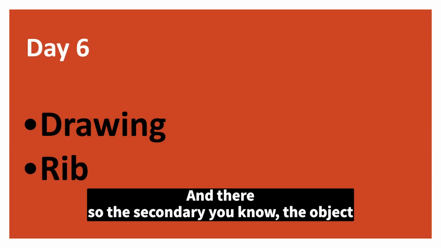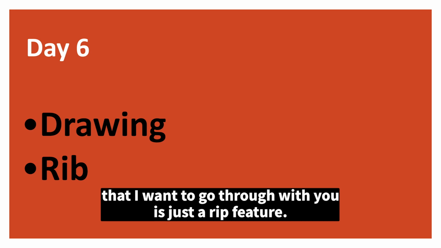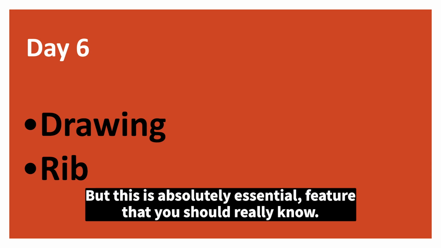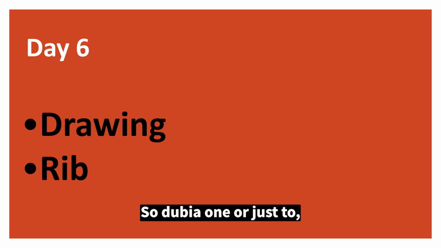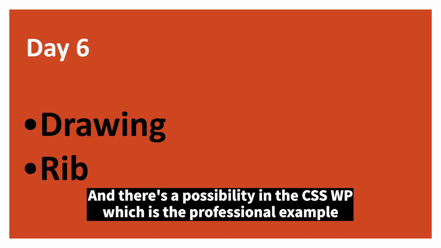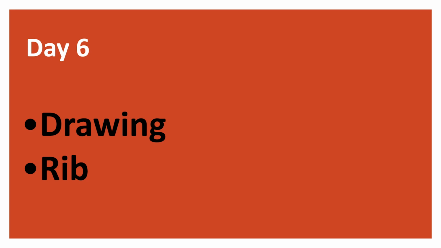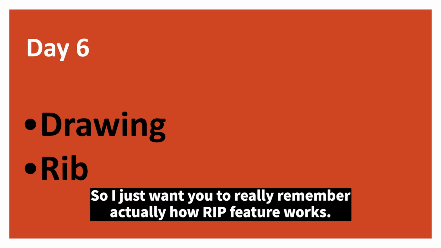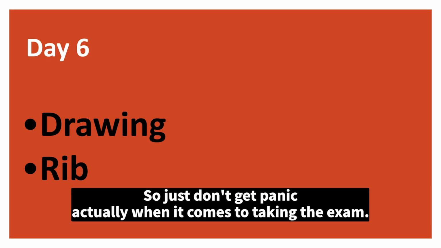The second thing I want to go through with you is the rib feature. This is what I'm going to look at in today's video, and it's an absolutely essential feature that you should really know. There will be one or two questions from the CSWA related to the rib, and there's a possibility that the CSWP, the professional exam, will also have a question related to the rib feature. So I want you to really remember how the rib feature works, so you don't panic when it comes to taking the exam.